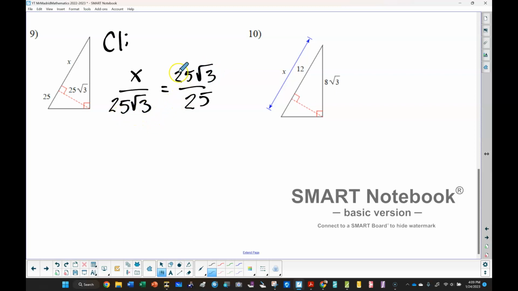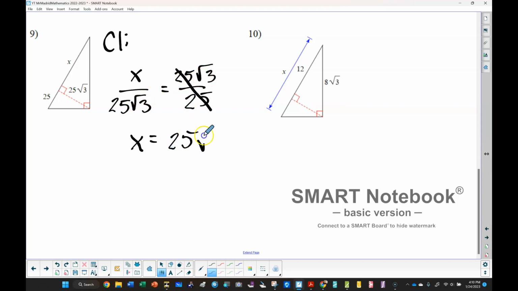All right, so at this point, the 25's cancel here. I've got the setup. Remember what it says, I can compare him, and the geometric mean is this bad boy here, this altitude. So I've got it set up. Now it becomes an algebra problem. I've simplified there. I'm going to multiply both sides by 25 square root of 3, so it will cancel here, and over here I have a square root of 3.